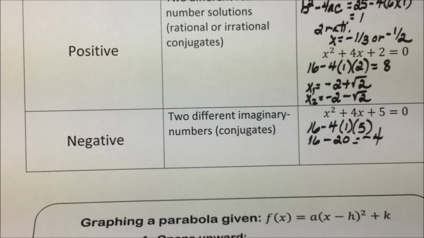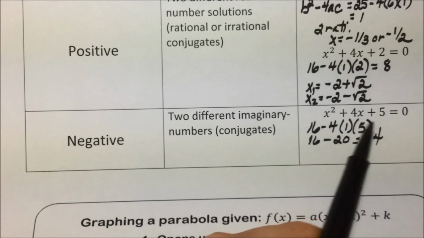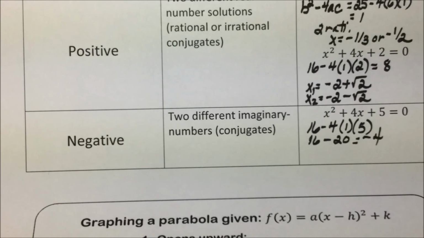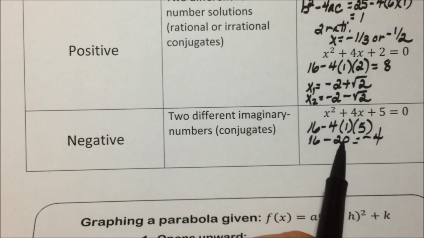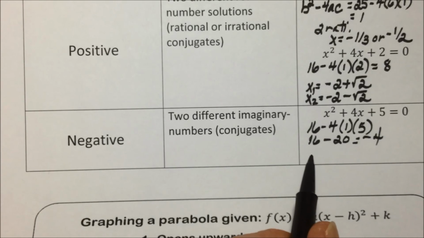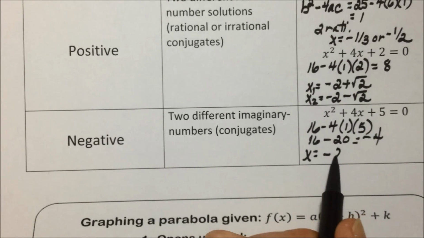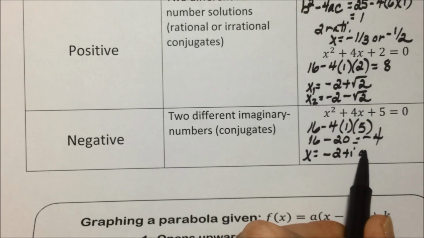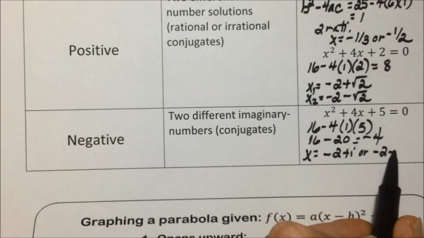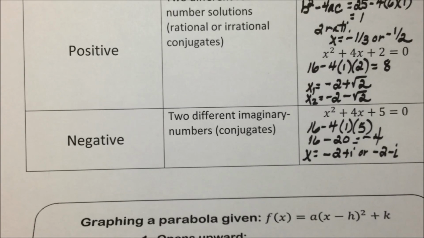When it comes to graphing, this would mean that our parabola, the graph of this equation, would not intersect the x-axis, and we'll talk about that in a future section. But if we wanted to now continue on and actually find the solutions, as it turns out, x is equal to -2 plus i or -2 minus i, and there you can see the conjugates of each.